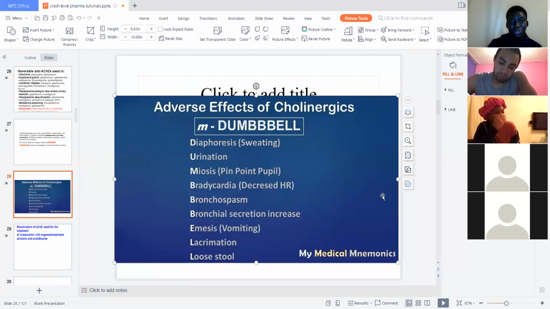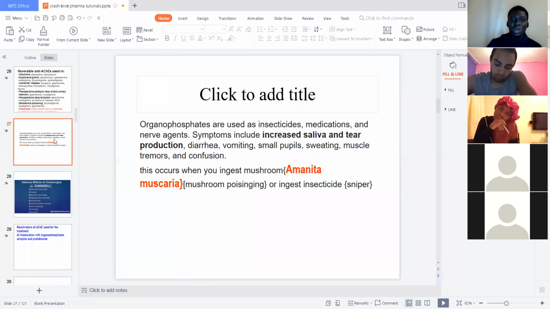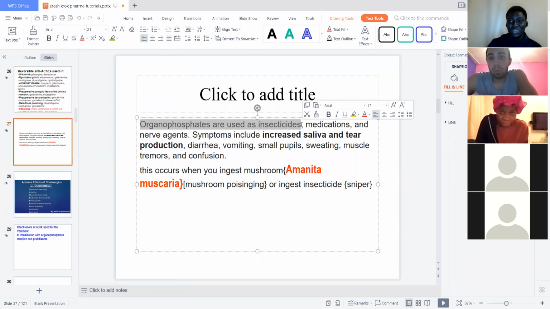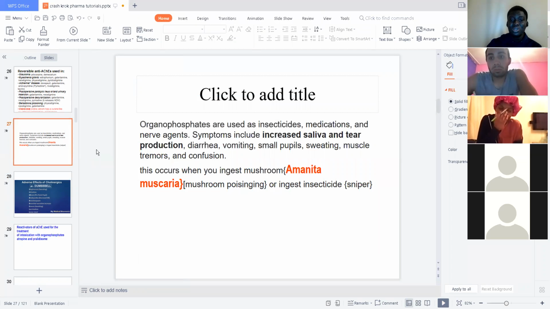When you drink Sniper, you're going to experience diaphoresis, which is sweating, urination, and miosis. Your pupil is going to be pinpoint, very small. And then you're going to have bradycardia, bronchospasm, vomiting, lacrimation, and also diarrhea. Okay, so organophosphate poisoning, this is very important for your question. Organophosphates are found in insecticides. So when you take Sniper, you're going to experience these symptoms: DUMBBELS, so diarrhea, vomiting, nausea.